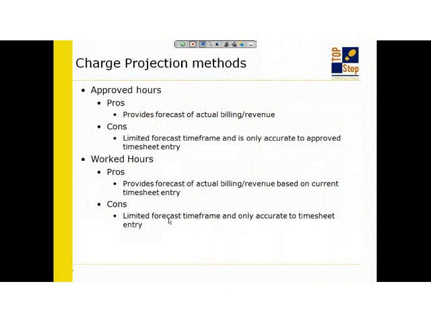So the charge projection methods that we talked about, approved hours. Like I said, it provides a forecast of actual billing and revenue. So it's sort of limited on its forecast time frame. So we've already gone through the pros and cons of approved hours and worked hours. I don't see these used very often, and if they are used, they tend to be used for the fact that there's really no forecasting going on in the system.